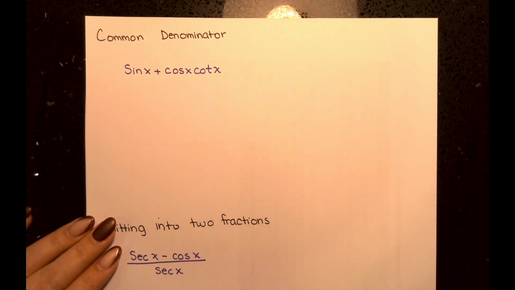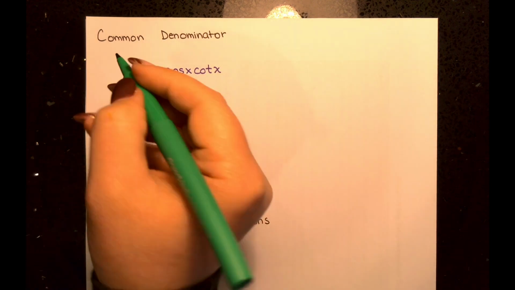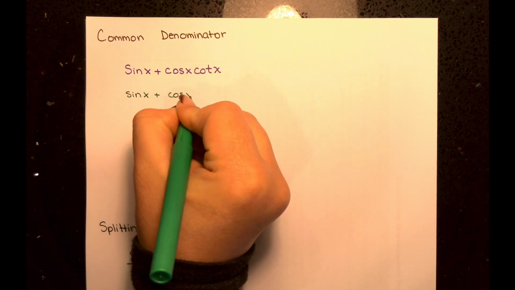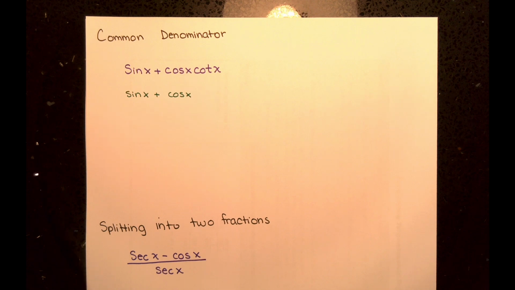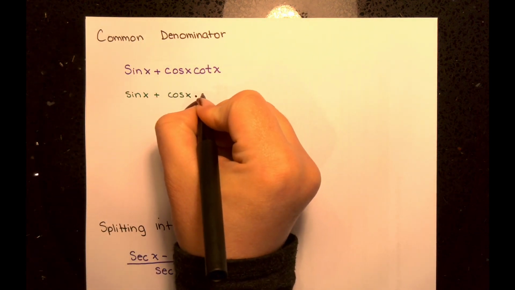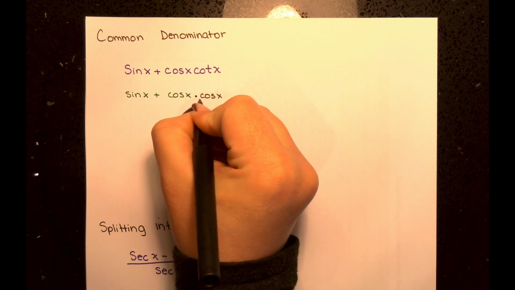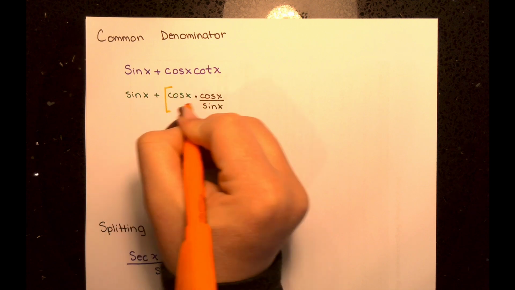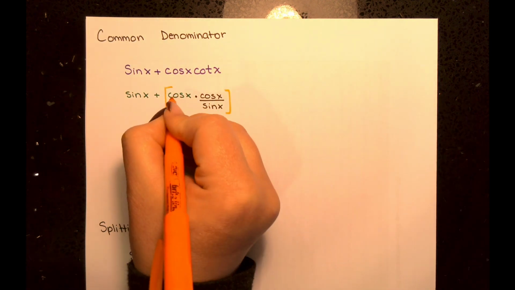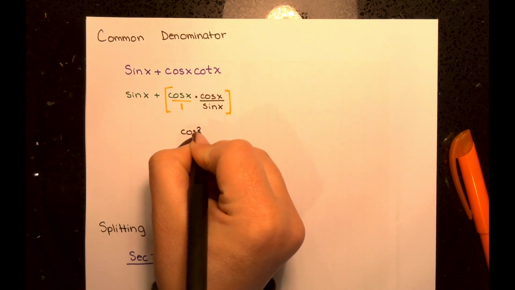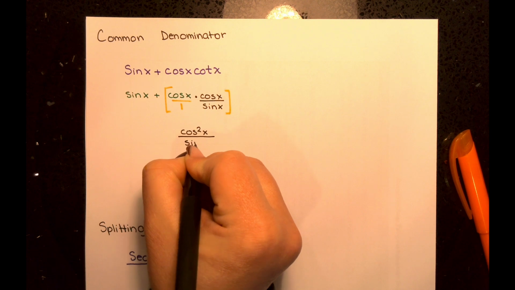Next up, we have common denominators. So we're going to rewrite this in terms of sine and cosine. So we have sine, cosine, but we do have cotangent. Since we have cotangent, cotangent is the reciprocal of tangent. Tangent is sine over cosine, so we have cosine over sine. Now here, this right here is just multiplication. So multiplying, we just put a 1 underneath and we multiply across, not a big deal. We end up having cosine squared of x over sine of x.